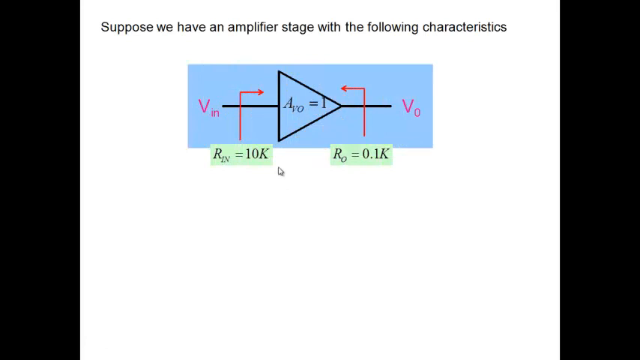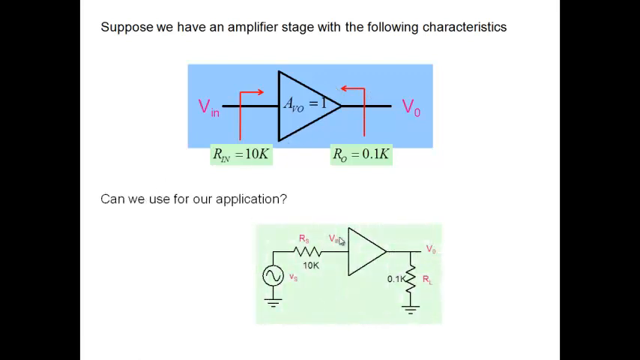Let's say hypothetically an amplifier exists whose open circuit voltage gain is 1, input resistance is 10K, output resistance is 0.1K. Let's say an amplifier like this exists. Now the issue is, can we use it in our application? Not directly. Obviously, if its open circuit gain is 1, if you plug it here, it's not going to give you any gain.